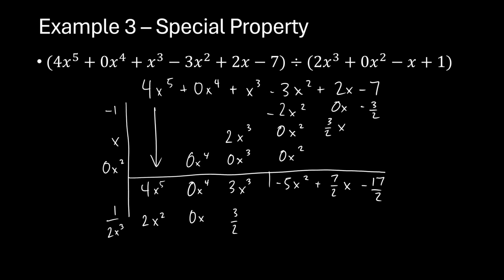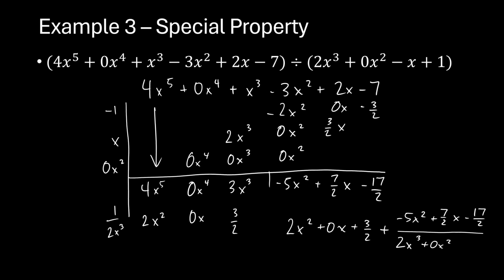So you can see our answer. Again, now I don't have to do anything fancy to find that leading term. So it's 2x squared plus 0x plus 3/2 plus the remainder, which is negative 5x squared plus 7/2 x minus 17 over 2. Put that all over your divisor, which is 2x cubed plus 0x squared minus x plus 1.